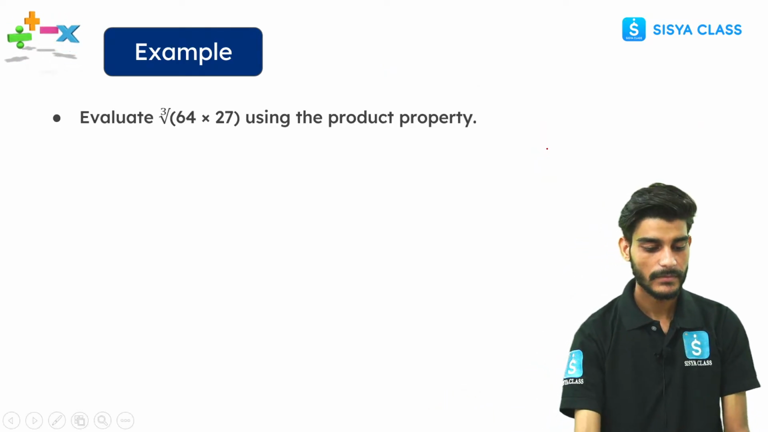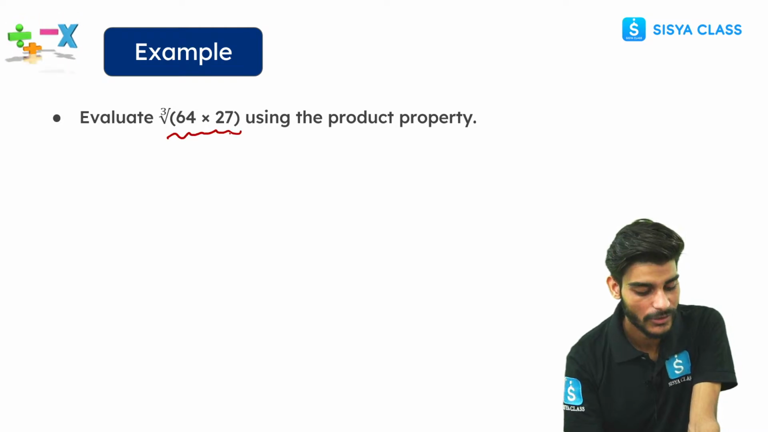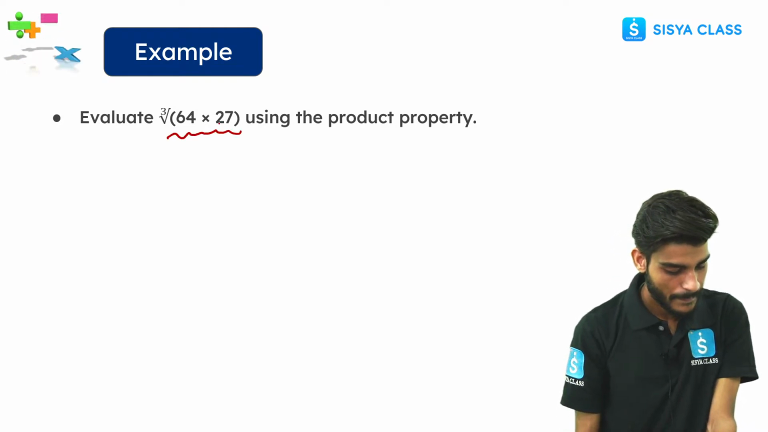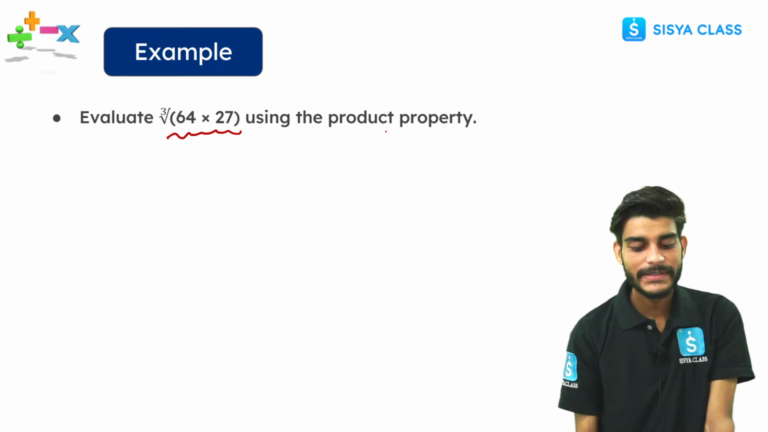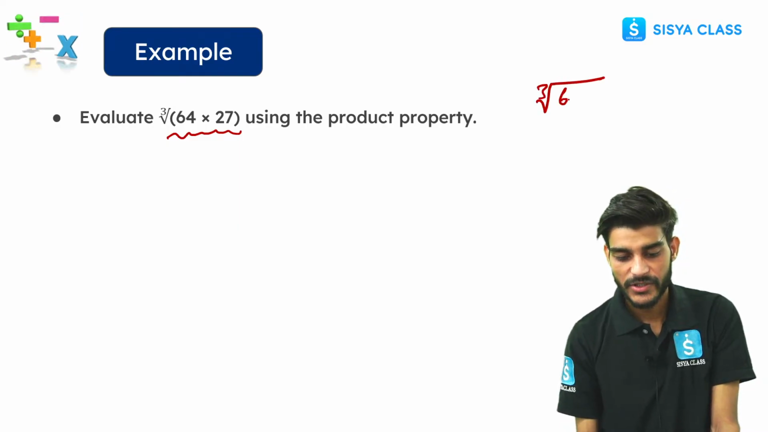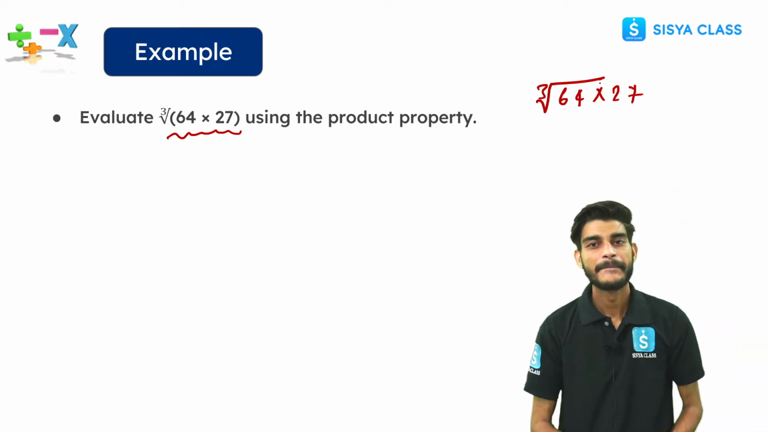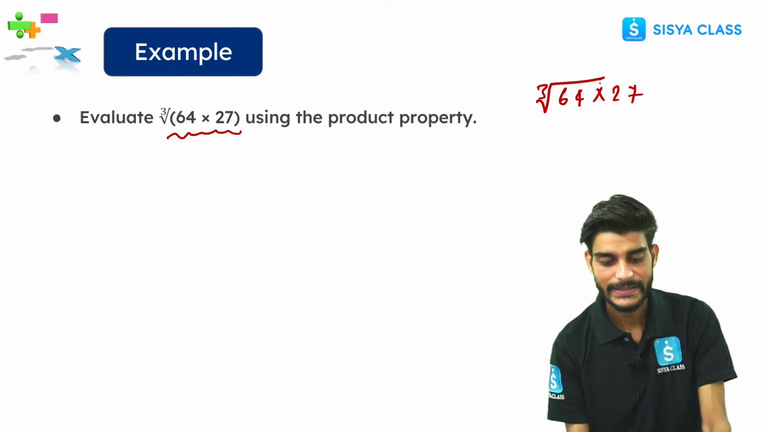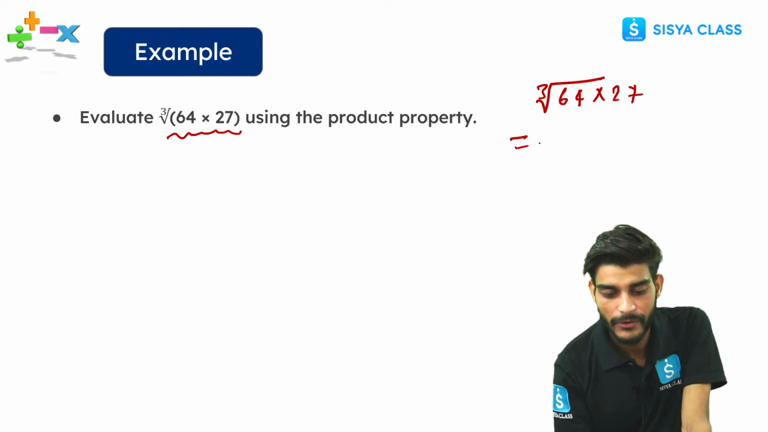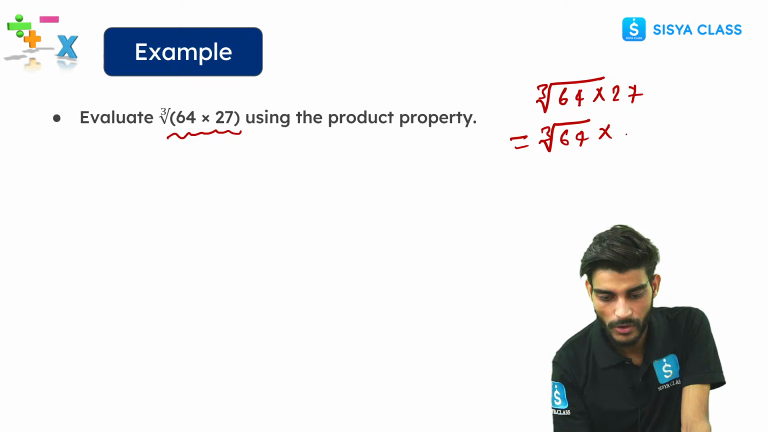Okay. Third one is evaluate cube root of 64 into 27. Distribution property, you remembered? Distribution property. Cube root of 64 into 27 is basically cube root of 64 and cube root of 27.